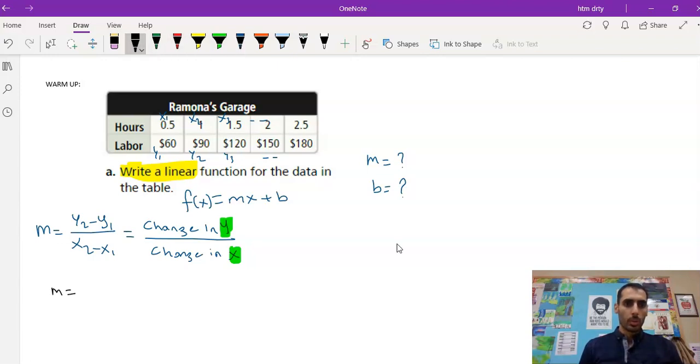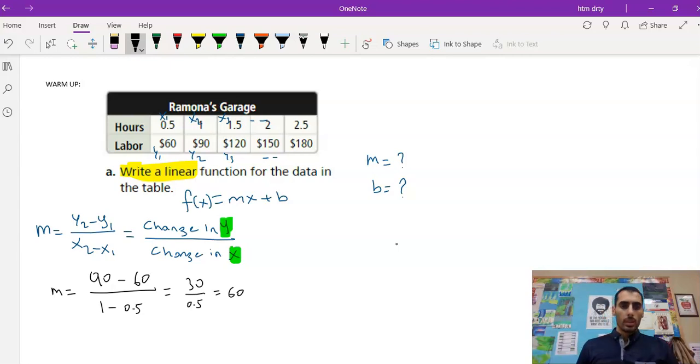m equals y2 is 90, is right here, minus y1 is 60, divided by x2 is 1, minus x1 is 0.5. When you do the calculation, that gives you 30 divided by 0.5, which is 60. Now we get the slope as 60. Let's write our function again. y equals 60x plus b. We still don't know the b, so we have to find the b.